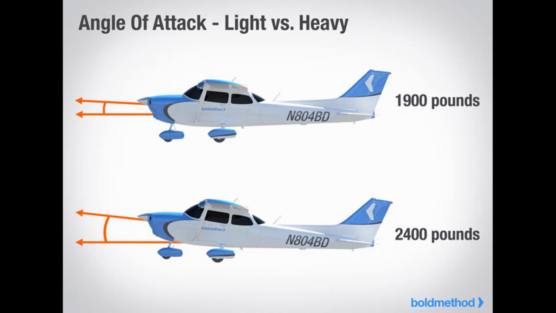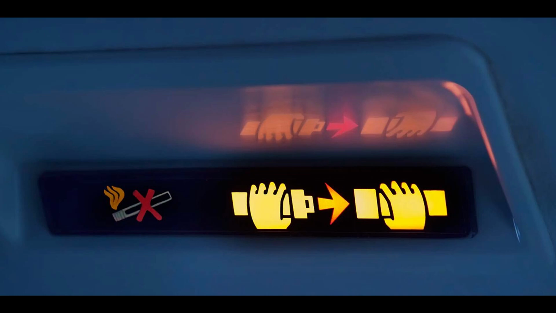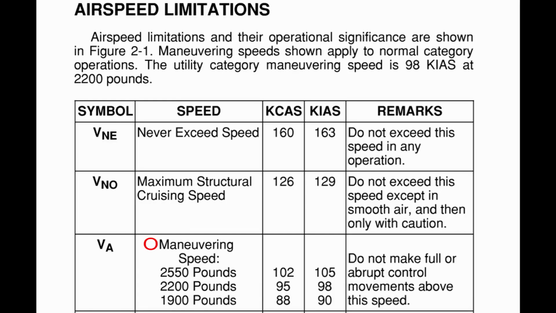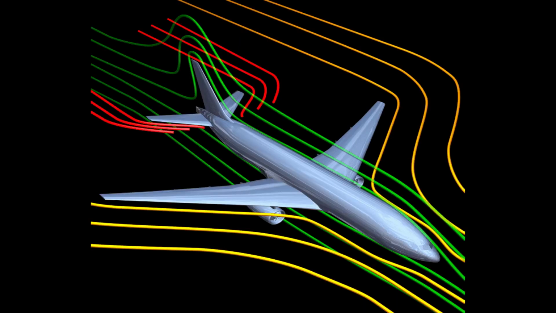If an aircraft is heavier, it needs a higher angle of attack to maintain lift, which causes a stall to happen sooner should the aircraft experience severe turbulence. This ultimately allows for a higher maneuvering speed. And that pretty much just about covers it for basic aerodynamics.